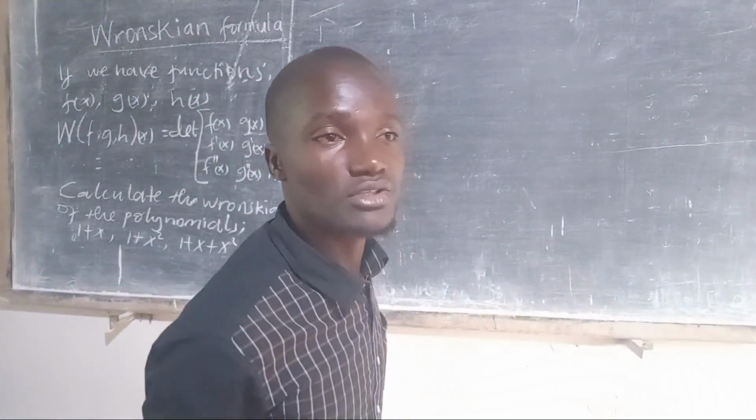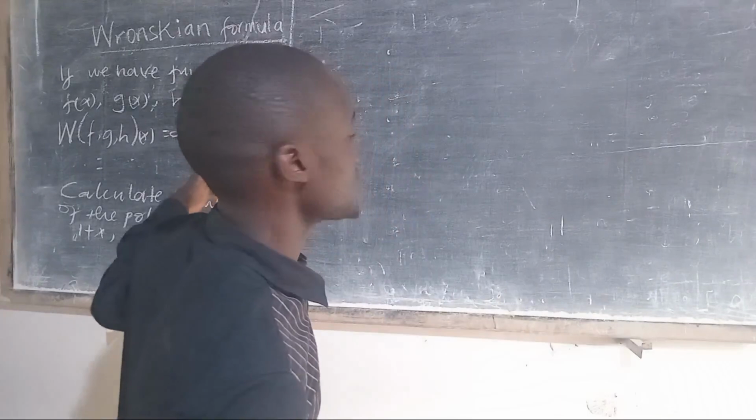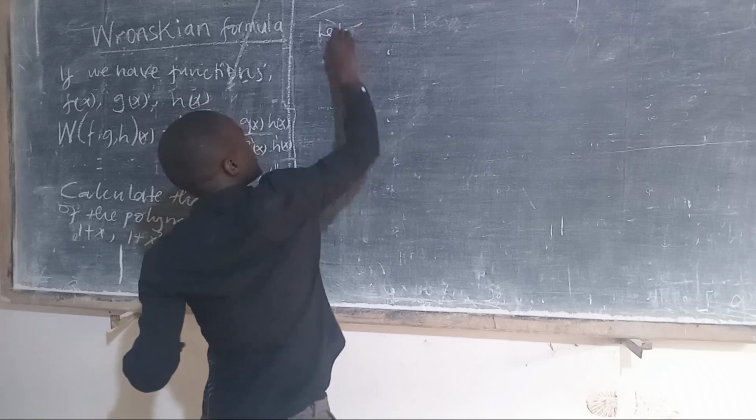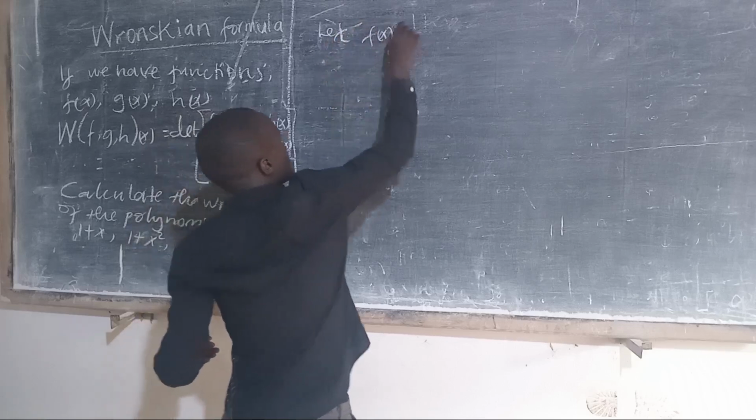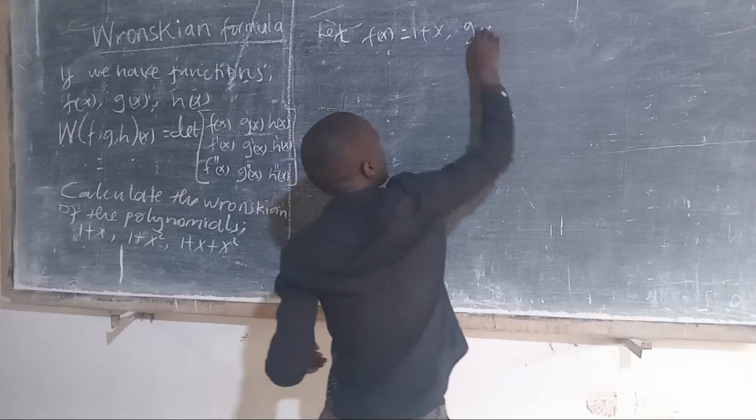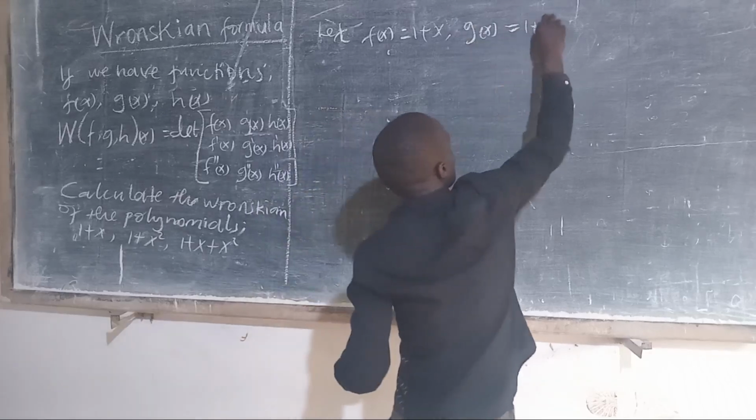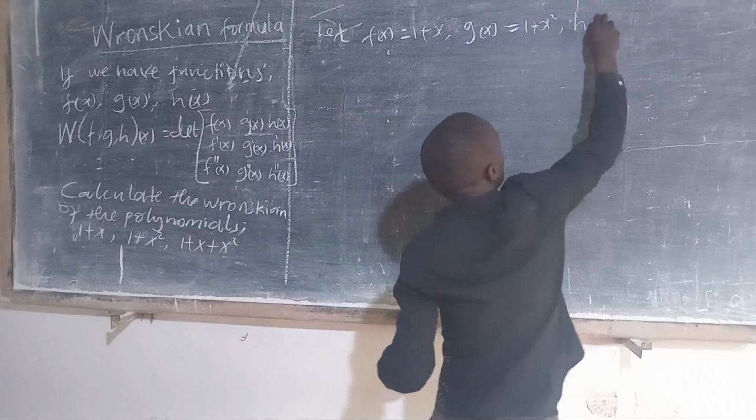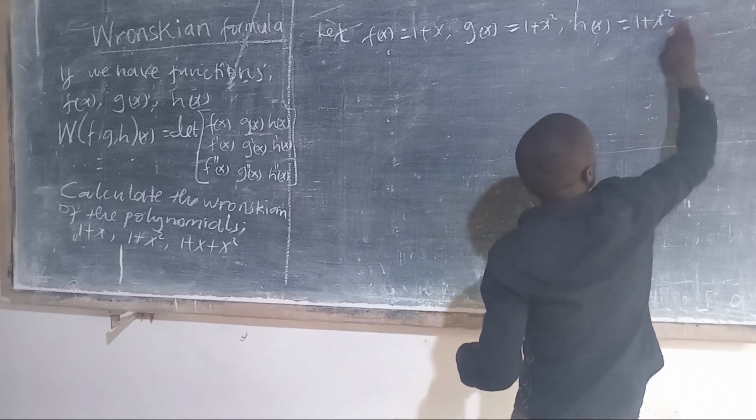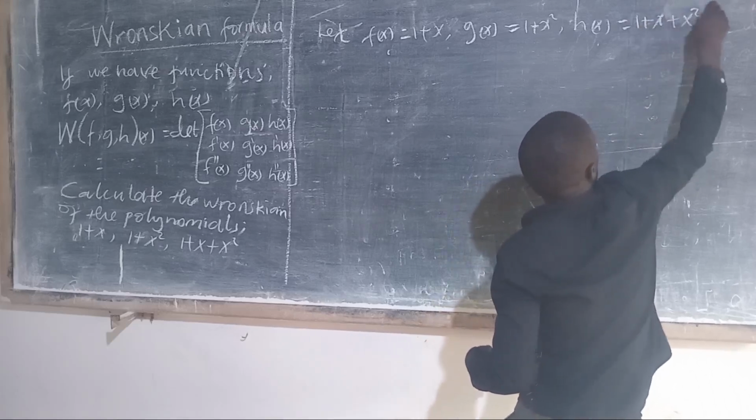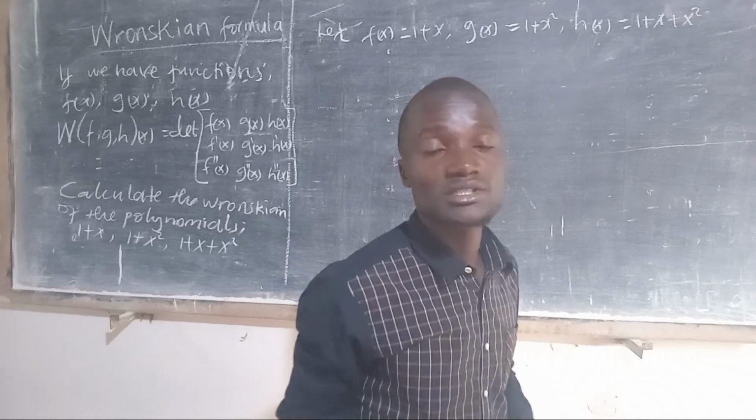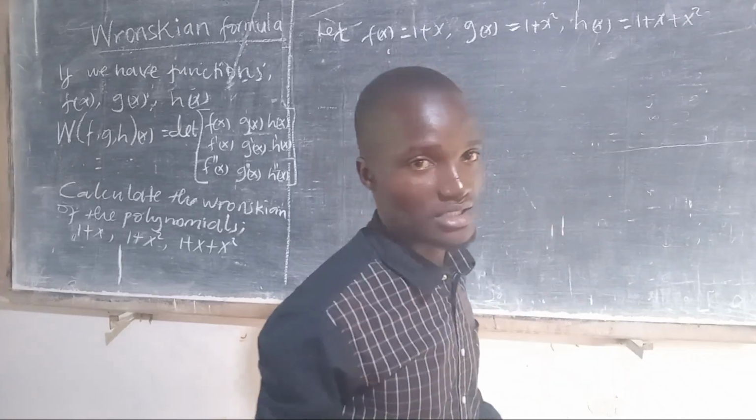We shall let those functions be the corresponding functions. So let f of x equal 1 plus x, g of x equal 1 plus x squared, h of x equal 1 plus x squared. Now we have let them because we need to find how we shall get their derivatives. Let's go.